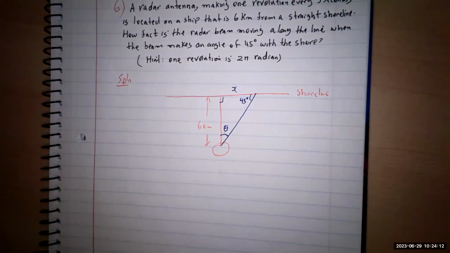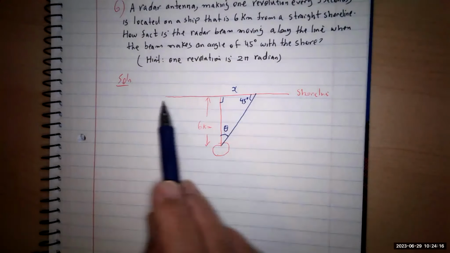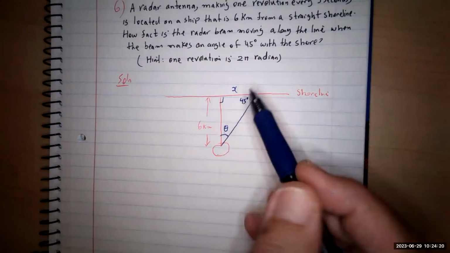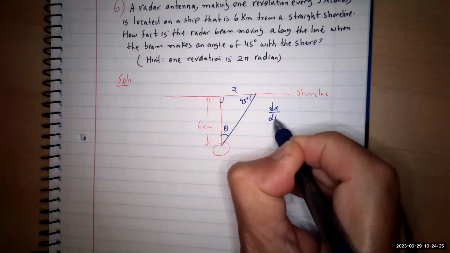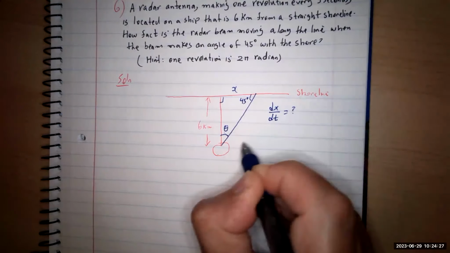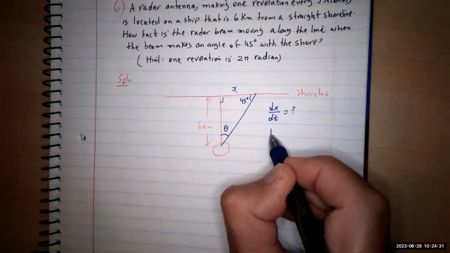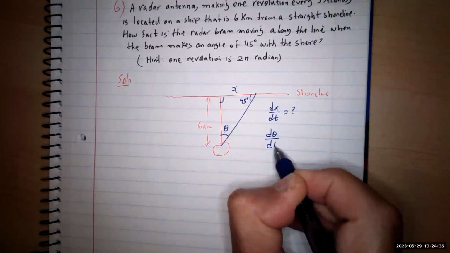We are going to be interested in dx/dt. We talk about the beam going to the right or to the left. So there are two rates that we're going to consider. The rate of the beam is the one that we want to find. And for the revolving one, the angular velocity of the radar is going to be d theta over dt.